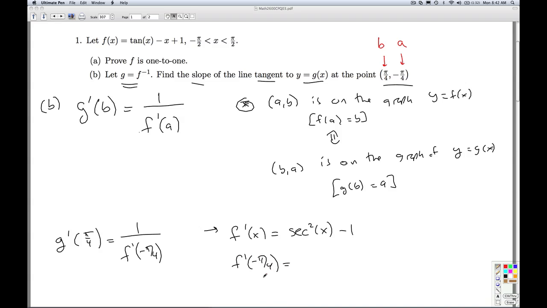This was actually one of the test points we used in part A. The secant of negative pi over 4 is square root 2. Square that, minus 1, you get 1. So g prime of pi over 4 is 1 over 1, which is 1. So that'll do it for part B, and that'll do it for number 1.